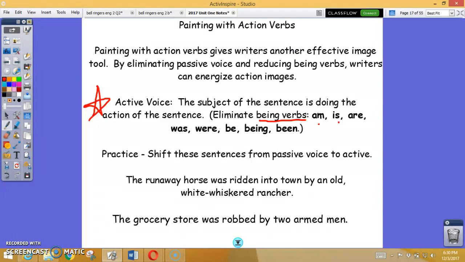So what we have to focus on is shifting our sentences from passive voice to active voice. A good way to help you do that is to key in on when I am using these being verbs. Use them as a red flag for yourself, to point out, okay, I used a being verb, so am I using passive voice?